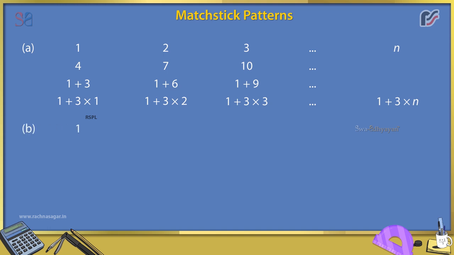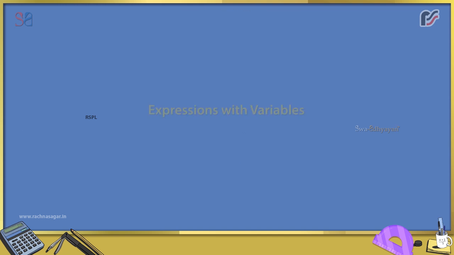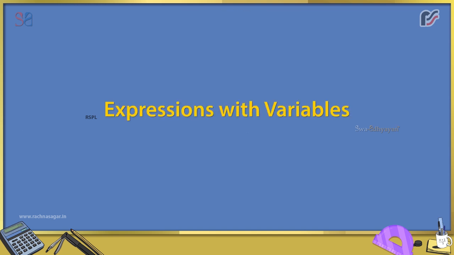B. 1, 3, 1 plus 2, 1 plus 2 multiplied by 1. 2, 5, 1 plus 4, 1 plus 2 multiplied by 2. 3, 7, 1 plus 6, 1 plus 2 multiplied by 3. n, 1 plus 2 multiplied by n. Expressions with variables.